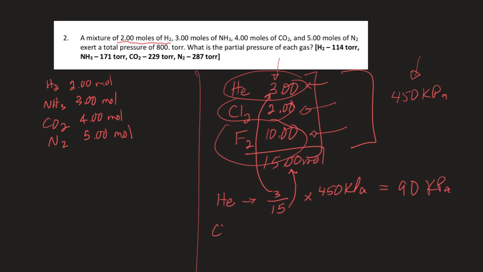And then you could do chlorine. So chlorine contributes 2/15. And again, I would expect this to be smaller because it's only 2 instead of 3 like the helium. So if I do that, I think that comes out to 60 kilopascals.